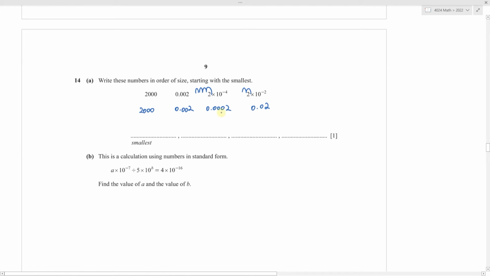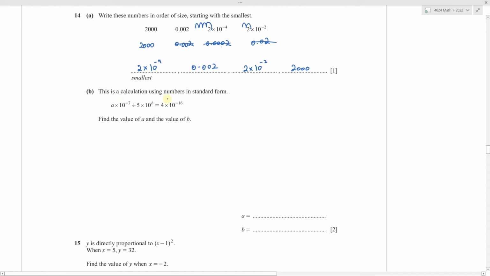So the smallest number, now I can compare them directly. Smallest number is this one here, 0.0002, which is actually 2 into 10 power minus 4. So this is your smallest number. The next smallest number is this, which is 0.002. The next larger number is this, 0.02, which is 2 into 10 power minus 2, and then the largest number is 2000.